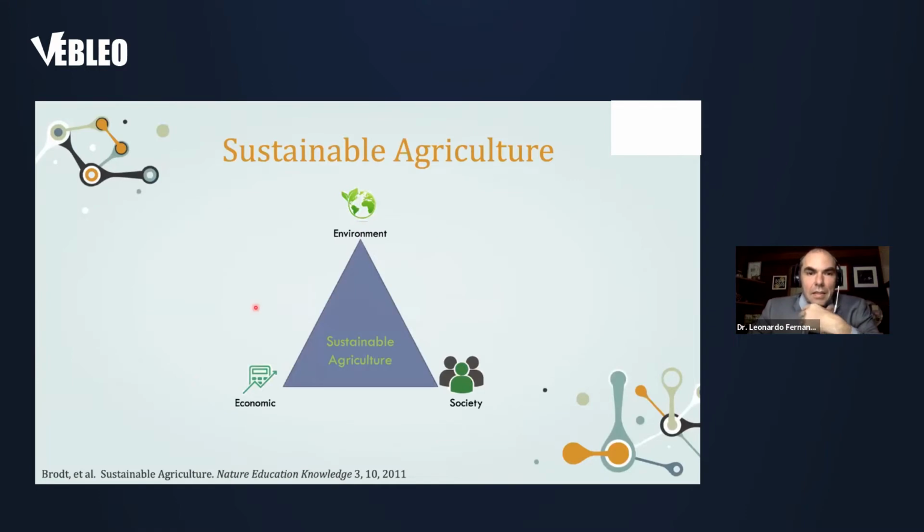Regarding agriculture, it's important to consider that agriculture is a human activity, and as a human activity, it has economic characteristics, and the idea is that you can develop agriculture to produce food for society. However, it's important to consider the environment. Sometimes the actual models in agriculture do not consider the environment as a key issue. So to promote sustainable agriculture, we need to think about these three pillars together.